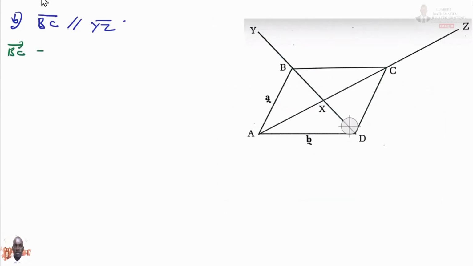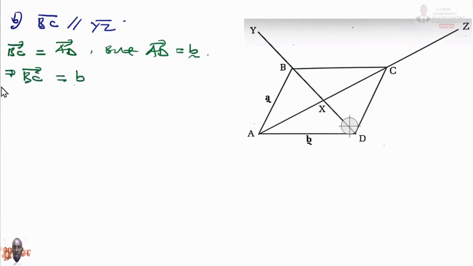Vector BC from our drawing, since this is a rhombus, is the same as vector AD, but vector AD equals vector B, implying that our vector BC equals vector B. So we have so far got the vector BC. Let us go ahead and get vector YZ.